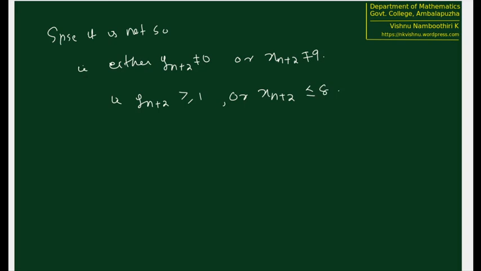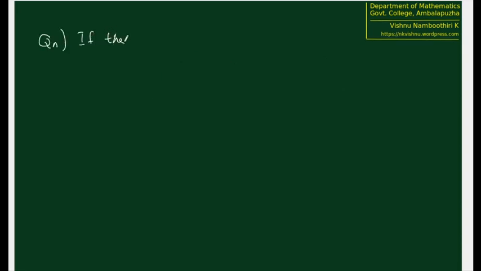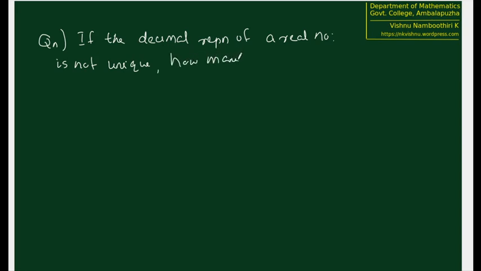So the question now we are going to discuss is the following. If the decimal representation of a real number is not unique, how many representations can it have? That is the first question that we are going to ask.